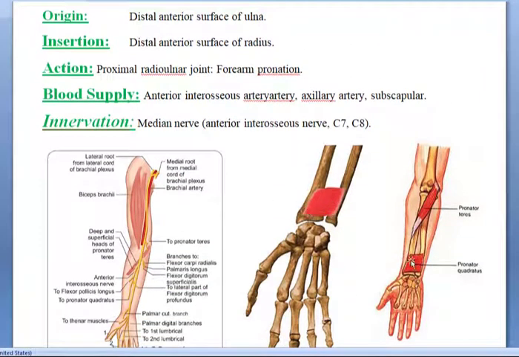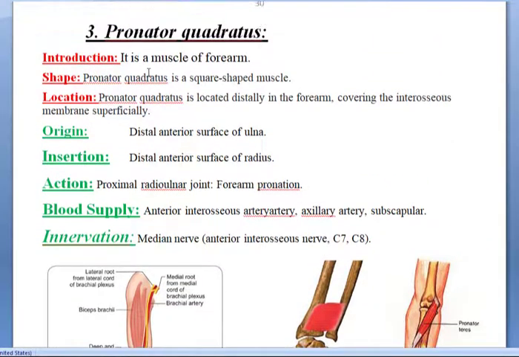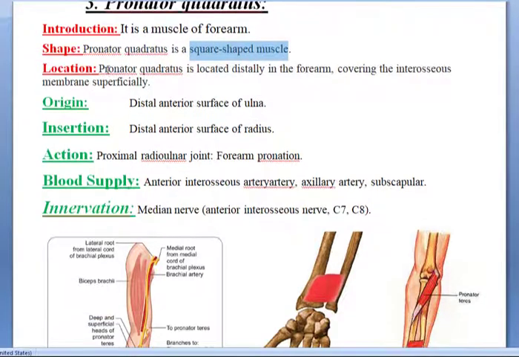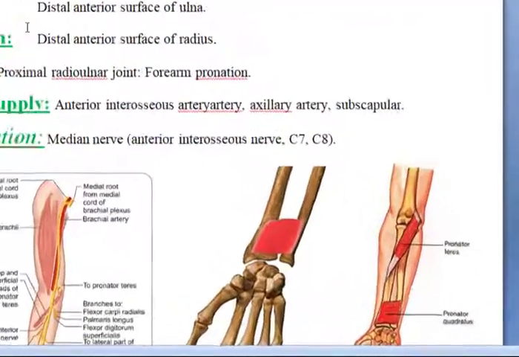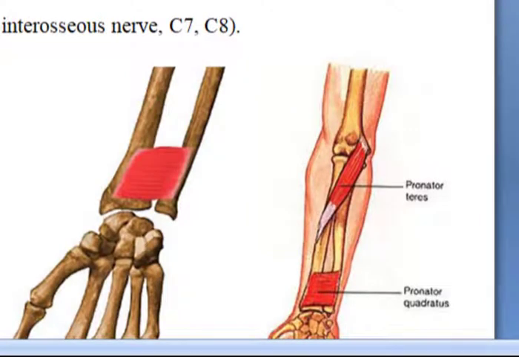This one is the pronator quadratus muscle. Pronator means it will cause pronation of your hand. Quadratus means it is quadrilateral in shape, it has four angles. It's a muscle of the forearm, a square shaped muscle, right? It is located distally in the forearm, covering the interosseous membrane superficially. So here is the distal part of your forearm, and it's located here. What is its origin? It arises from the distal anterior surface of the ulna, right? This is the ulna, and it inserts into the distal anterior surface of the radius. So this is its insertion.